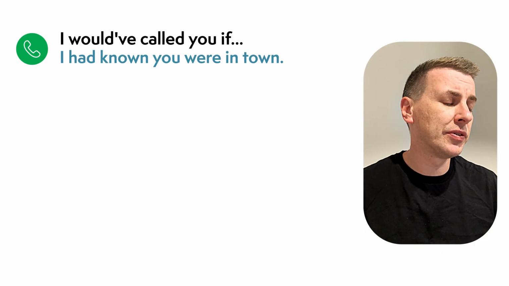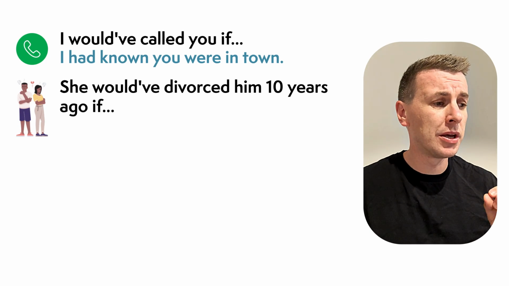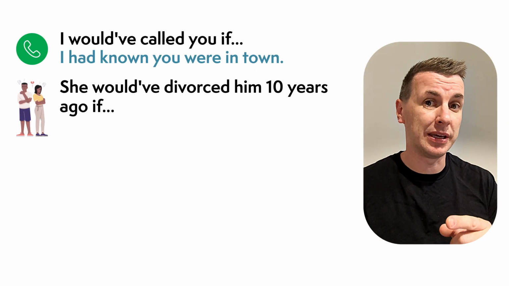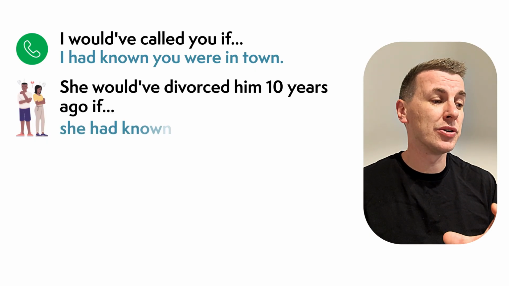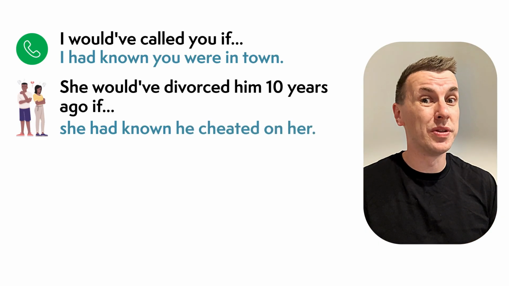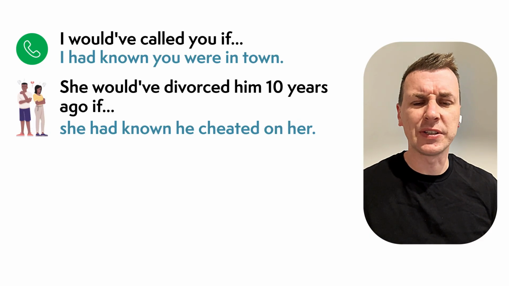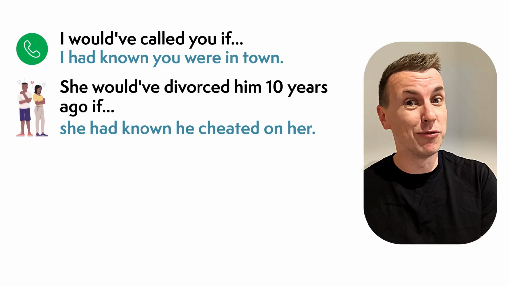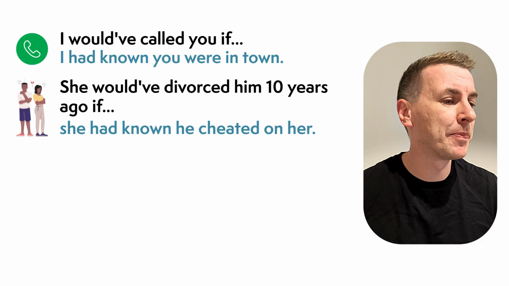Okay, sentence number 2. She would have divorced him 10 years ago if. Think about it, pause if necessary. Here's my answer. She would have divorced him 10 years ago if she had known that he cheated on her. Okay? She didn't know. She gave him a lot of chances, but he blew them all. And she should have divorced him before. Remember this example, we'll talk about it more later.